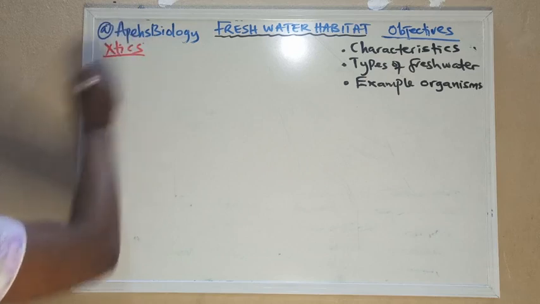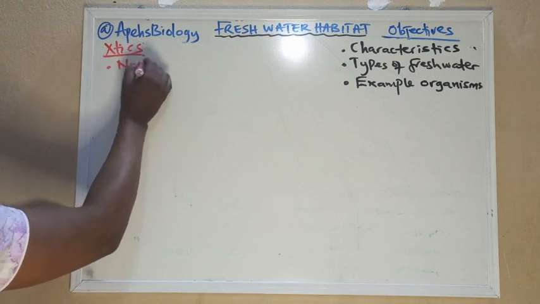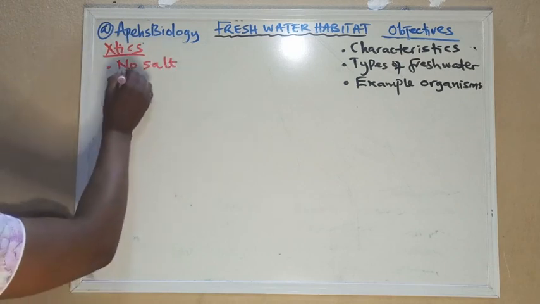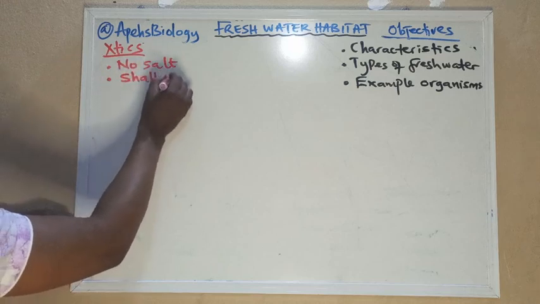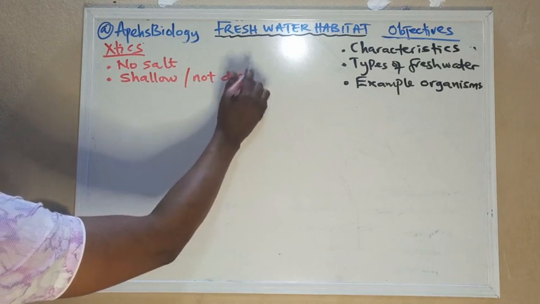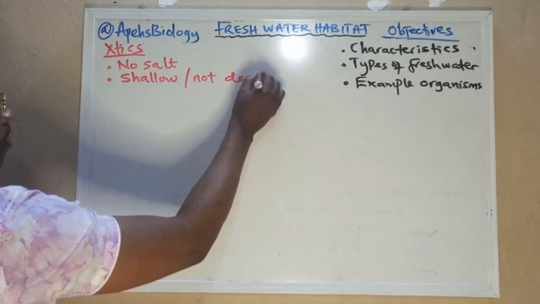Characteristics of freshwater. One of the characteristics of a freshwater habitat is that there is no salt. Another characteristic is that the water is shallow, or not deep. They are not deep at all.